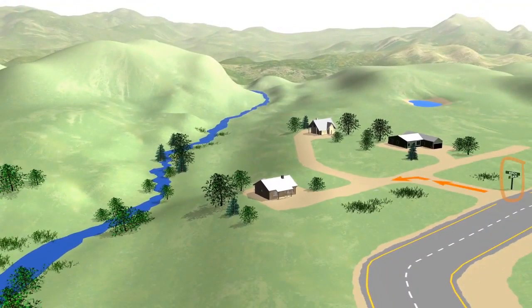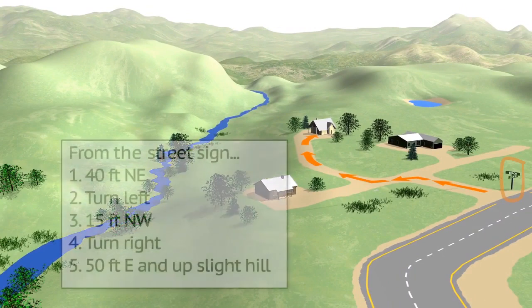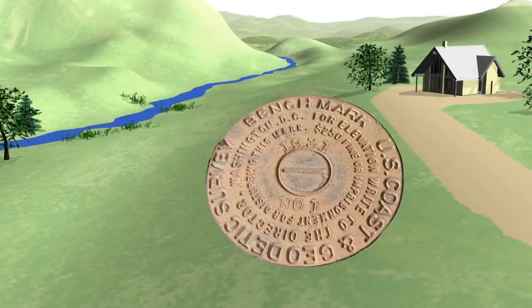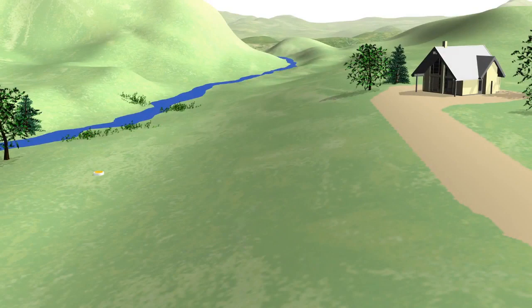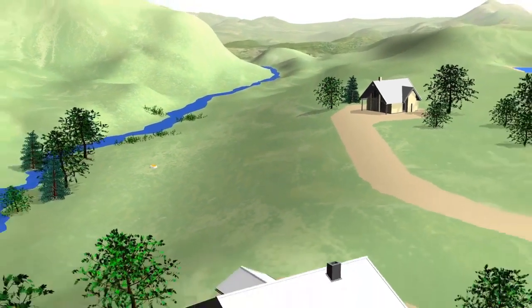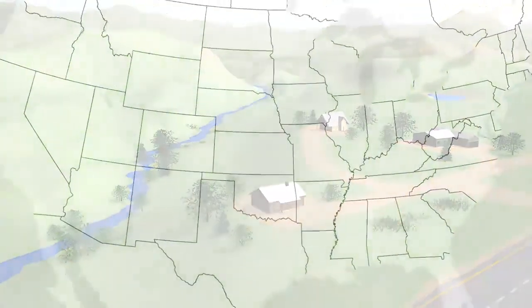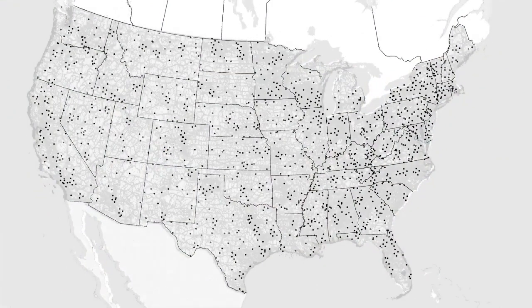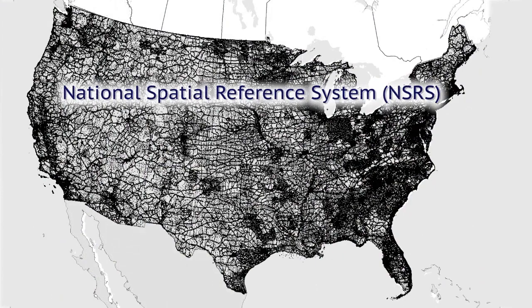It's similar to the starting points you use when giving someone directions to your house, which usually include a point that they know, like a crossroads or a prominent building. For surveyors, that starting point is usually a nearby survey mark. When adjoining properties share these common starting points, it's easier to align them properly on a map. And when we all use a network of these marks spanning the continent, we share one national spatial reference system.